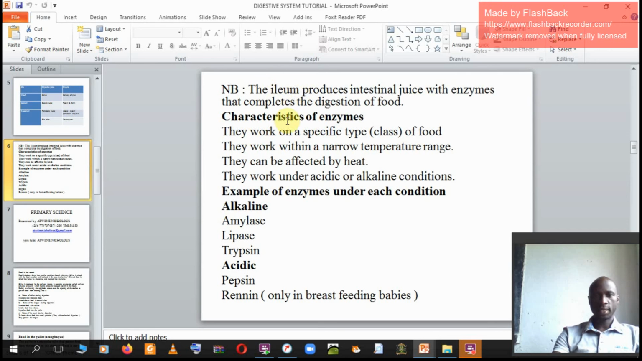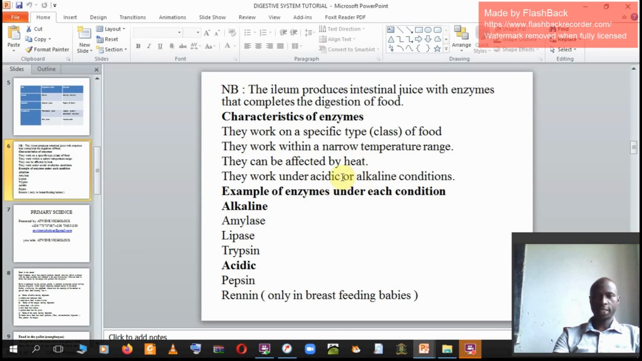We look at the characteristics of enzymes. Enzymes work on a specific type, a specific class of food. They don't just act on all classes of food. Then they work under a narrow temperature range. That is another point we need to master. They can be affected by heat. When heat is too much, remember they are protein in nature, they can change their state.